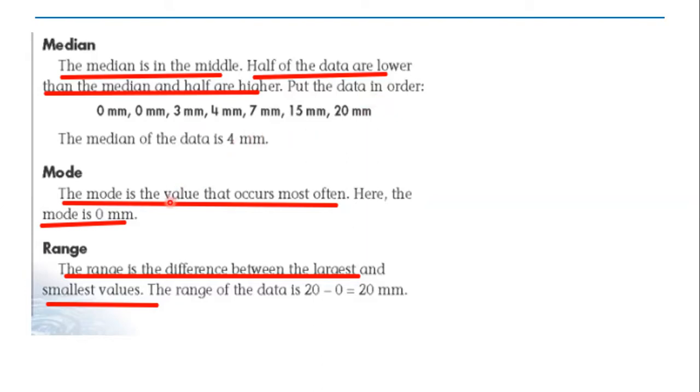Now mode. Mode is the value that occurs most often. Here, what occurs most often is 0, 2 times.